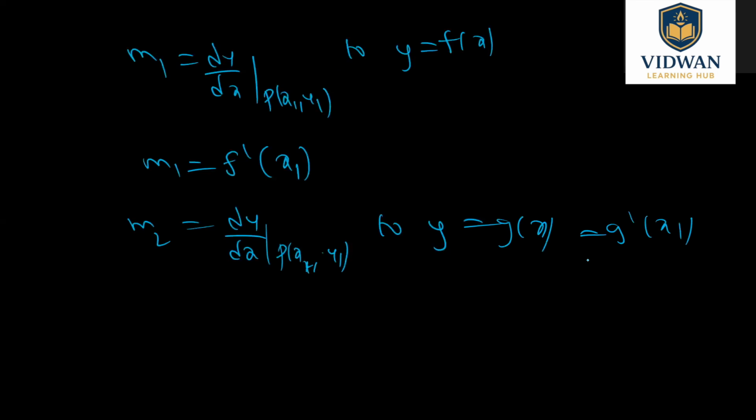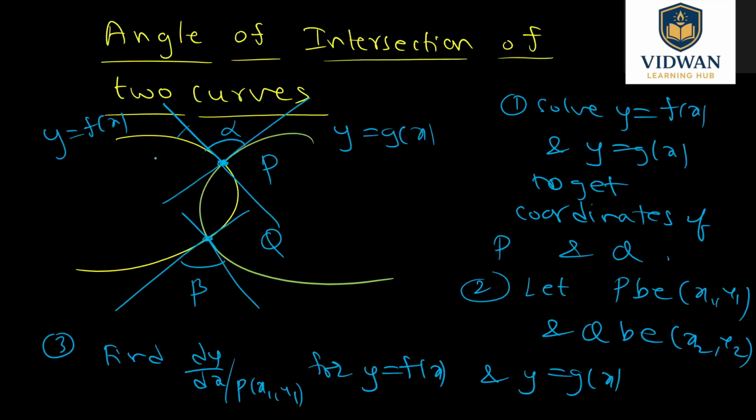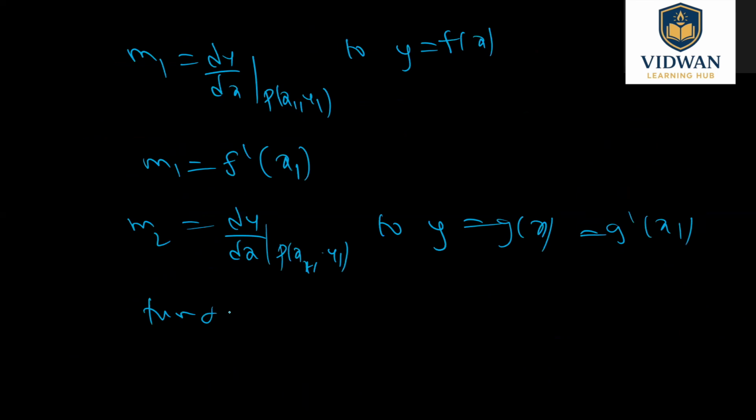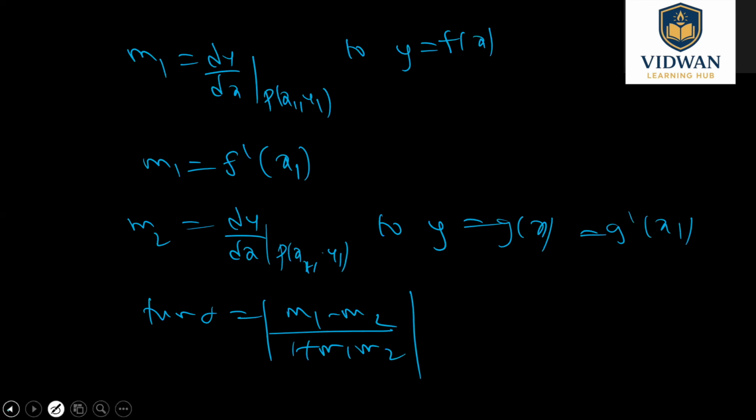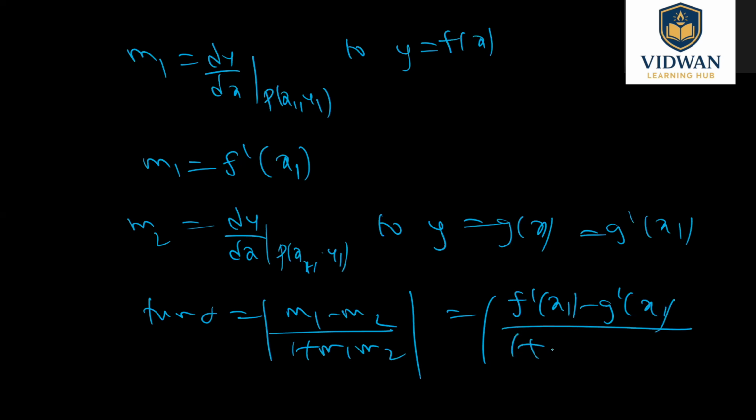And once you know these two, how will you find angle between the lines at that point? You know the slopes are m1 and m2. So if this slope is m1 and this slope is m2, which we find by derivative, then tan alpha equal to modulus of m1 minus m2 by 1 plus m1 m2. You can use this formula to find the angle between them. Similarly, you can also find the angle at the other point Q. So first, this is nothing but f dash of x1 minus g dash of x1 by 1 plus f dash of x1 g dash of x1.